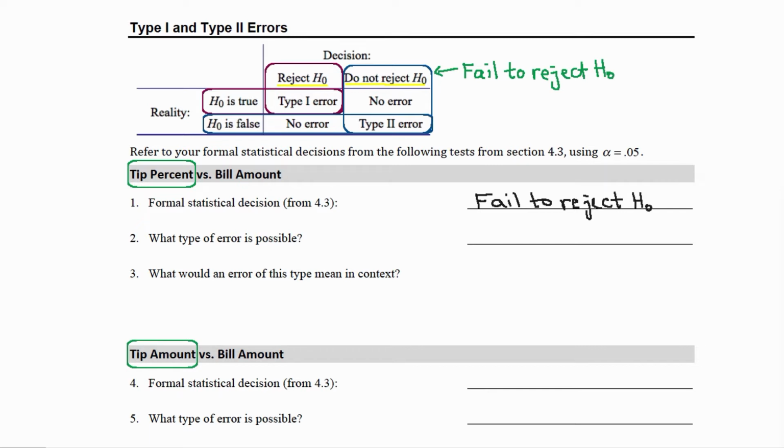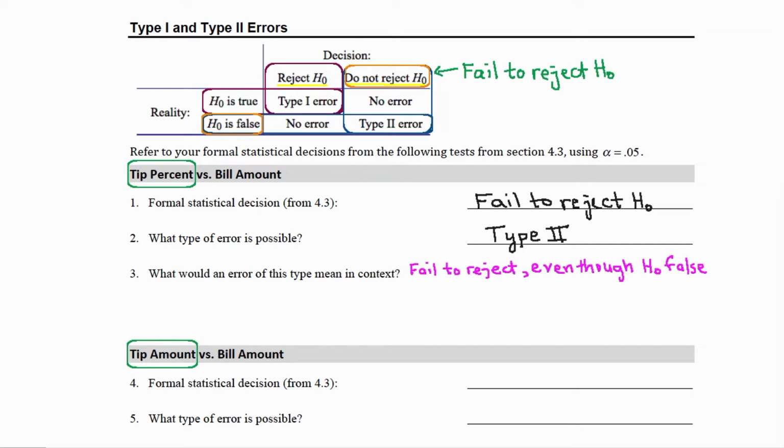If we fail to reject H naught, the only type of error that is possible is type 2, just looking up at the table above. In context, to think about what this means, we have to state both parts. One part is that the null hypothesis is false, or the alternative hypothesis is true. The other part is that we failed to reject the null hypothesis. Both of these pieces have to be present for this to be an explanation of an error.